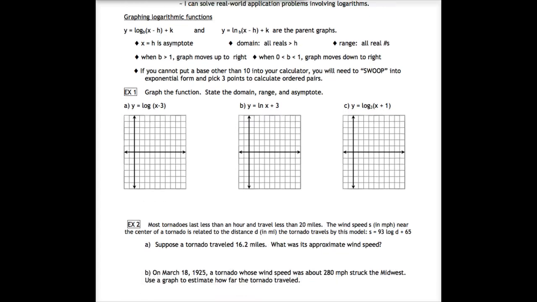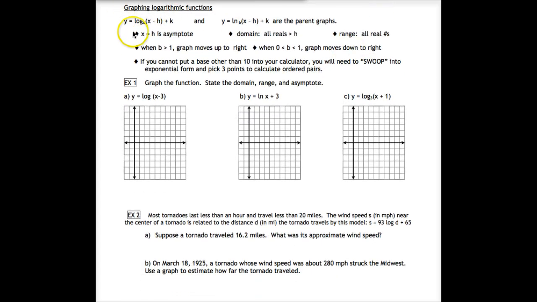So, anytime we do a type of graph for the first time, we talk about the parent graphs. And there's two here only because we have two different types of logarithms. Remember that this one is called the common log, where the base is 10 generally. And this is the natural log, where the base is e. So really on this one, we could just always put e there.